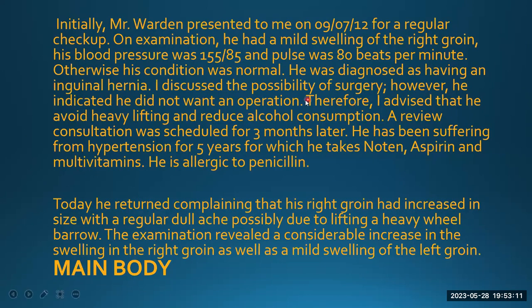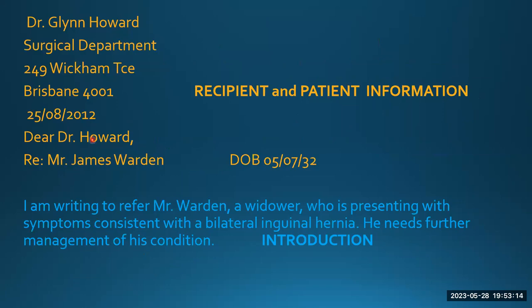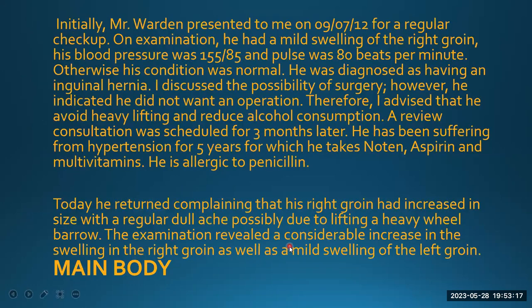So how am I writing this visit after the introduction? This is the introduction part. I am just starting from the first visit. I will write initially, comma, Mr. Warden presented to me. Remember one thing: because this is a past event, this event has happened in the past, so I will use past tense, most of the time simple past tense. So, Mr. Warden presented to me on this date for a regular checkup. On examination, he had a mild swelling of the right groin. His blood pressure was this, and pulse was 80 beats per minute.